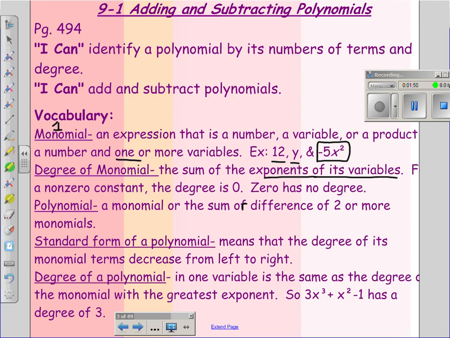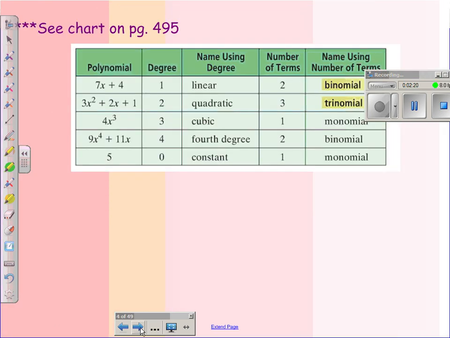Degree of a polynomial in one variable is the same as the degree of the monomial with the greatest exponent. So in this example, it's 3x cubed plus x squared minus 1. That's going to have a degree of 3 because 3 is the greater of the two exponents. So I have x cubed and x squared, so it's a third degree because of the exponent of 3. It's bigger. This chart you will find on page 495.